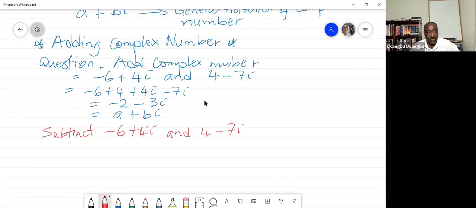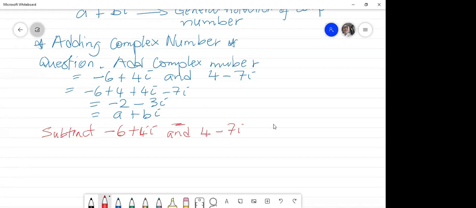In the first case we did addition. This time around we are going to do subtraction. So we are either subtracting negative 6 plus 4i from 4 minus 7i, or we are subtracting 4 minus 7i from negative 6 plus 4i. We just have to perform one of the operations.